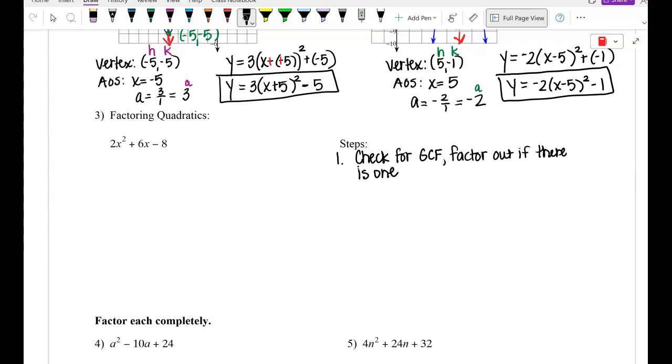Remembering GCF stands for greatest common factor, and our GCF can be a number, it can be a variable, and it can be a combination of numbers and variables. Anything that I can divide out of each term.